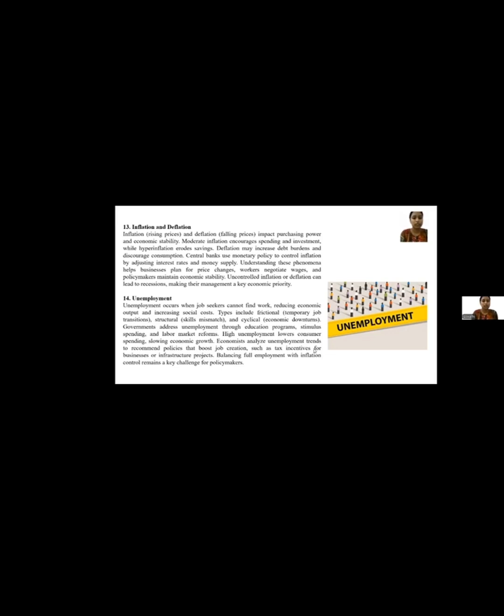Unemployment occurs when job seekers cannot find work, reducing economic output and increasing social costs. Types include frictional, temporary job transitions; structural, skill mismatch; and cyclical, economic downturns. Governments address unemployment through education programs, stimulus spending, and labor market reforms.